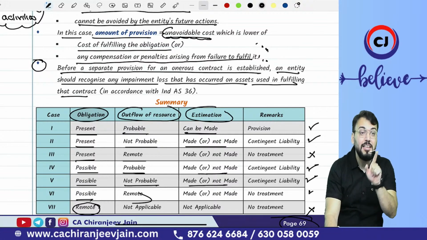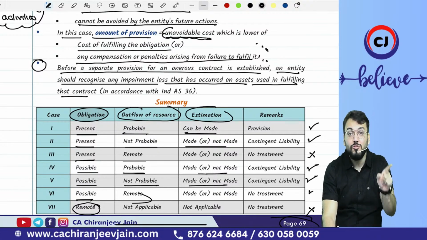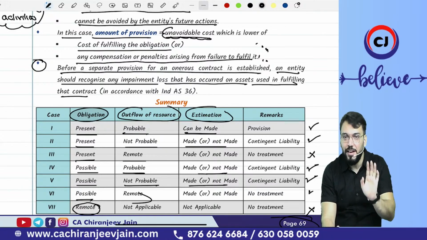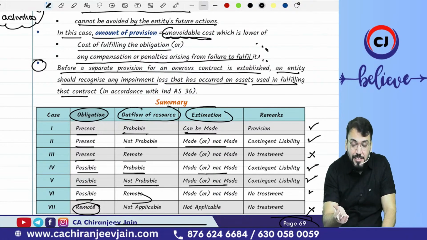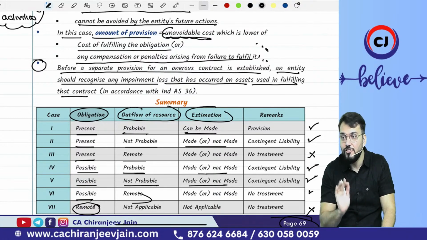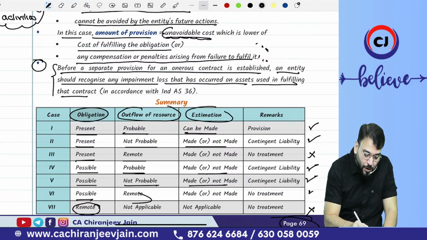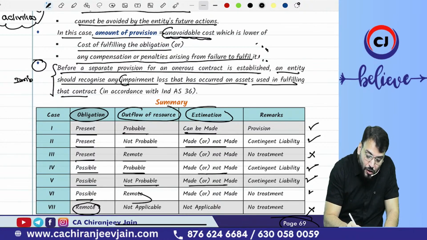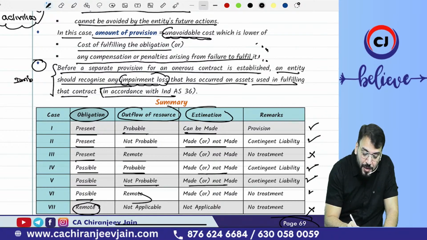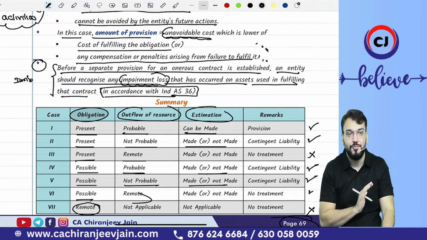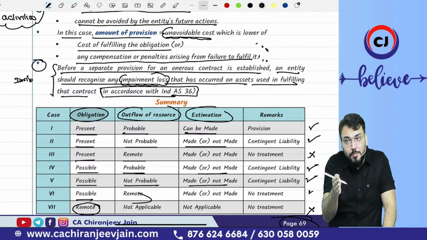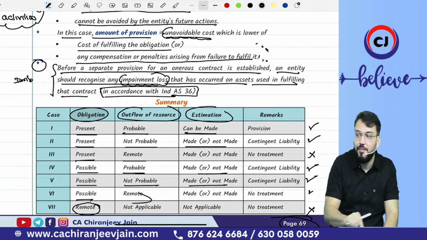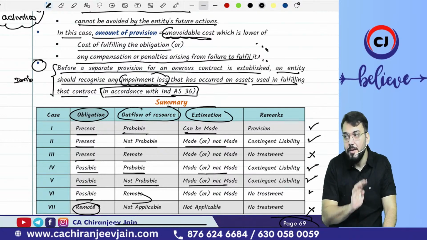So first we should recognize impairment loss for those assets which are dedicated to that contract. Got this point? And for the balance amount, we should create a provision for the onerous contract. So this is one special and important point. However, impairment loss is calculated as per Ind AS 36. Right now you will not be able to understand how to calculate impairment loss. Once Ind AS 36 is over, you will understand this para better.